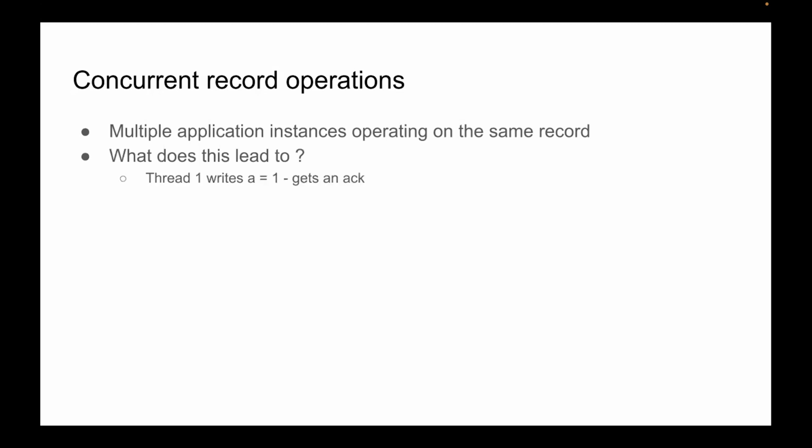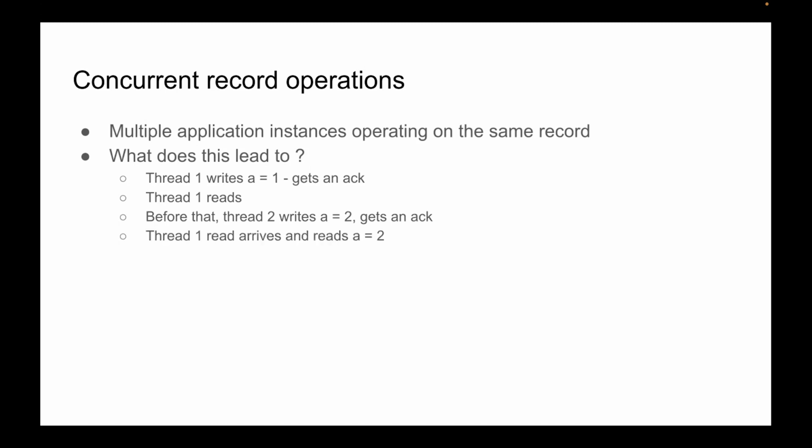Let's take a scenario, right? I'm using thread as an abstraction here. Thread could mean another machine also. Let's say thread 1 writes a record A equals 1 and immediately gets an acknowledgement back that this record has been written. Now thread 1 sends a read to read A. However, before that can happen, thread 2 writes A equals 2 and gets an ACK. Now, after thread 2 has written A equals 2, the thread 1 read arrives and it reads A equals 2, whereas it was expecting A equals 1, right?